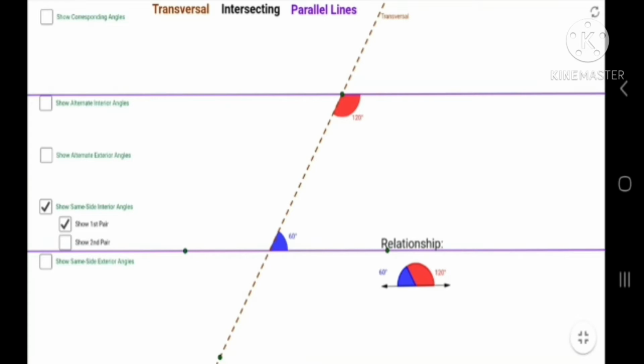So, it forms a linear pair. Linear pair means 180°. So, here it doesn't actually form a linear pair. These are called supplementary angles. As you can see here, the sum is 180°. So 120 plus 60°, that is 180. So it forms supplementary angles.